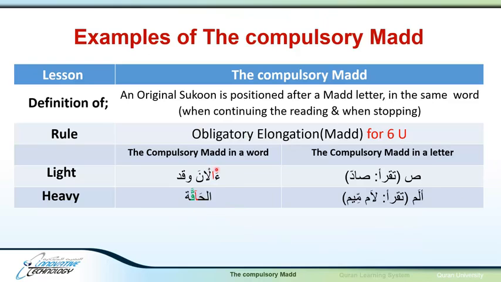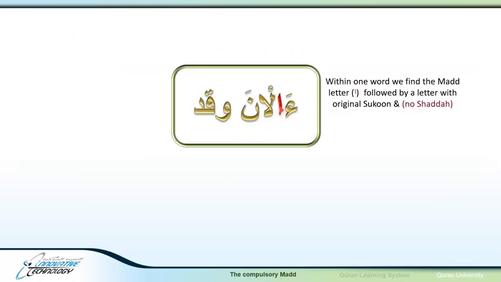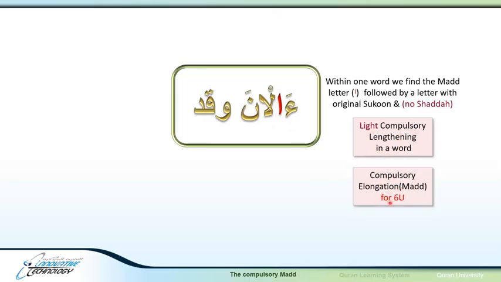Let's take now a few more examples of compulsory mad. We'll start with the compulsory mad in a word, and we're going to take a light example. Al-ana. In this case, the a happens within a word. Al-ana is a word, and it has the mad letter a, and there is no shadda following the a. The lam letter has a sukoon. Based on that, we have a light compulsory lengthening within a word, and it is compulsory to elongate this a for 6 units.